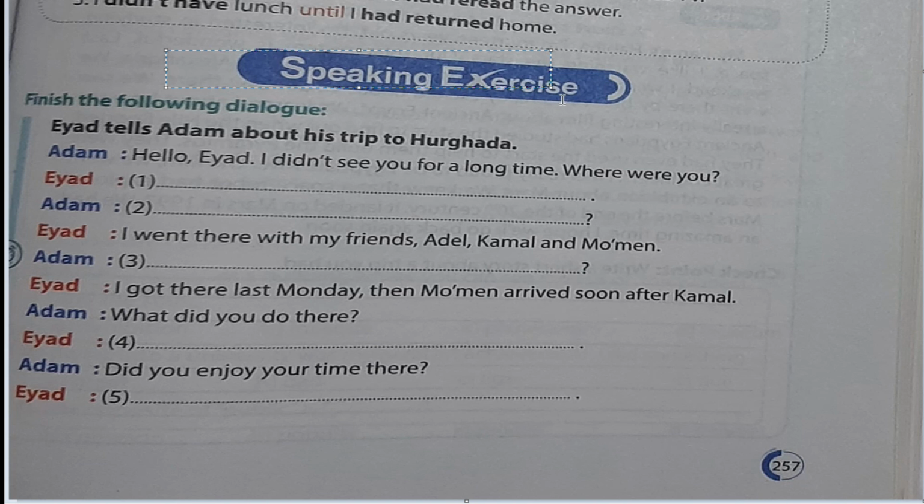ومن صفحة 257 finish the following dialogue. أكمل هذا الحوار. Iyad tells Adam about his trip to Hurghada. Hello Iyad, I didn't see you for a long time. Where have you been؟ أين كنت؟ فقال له I was in Hurghada أو I went to Hurghada. Who did you go with؟ مع من ذهبت؟ I went with my friends عادل كمال and مؤمن.